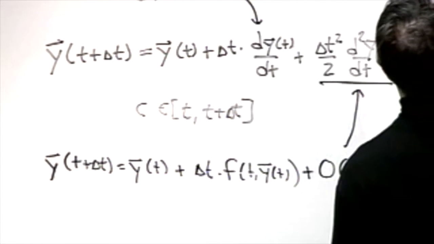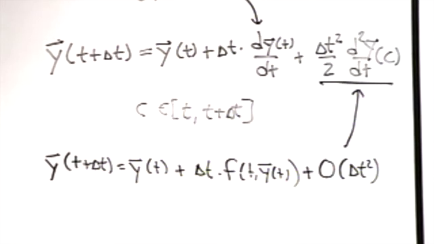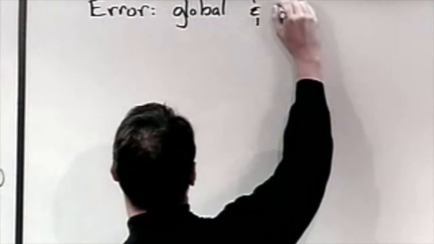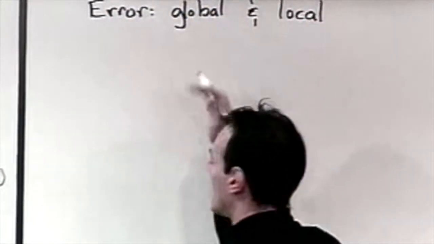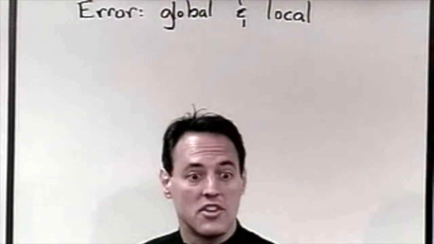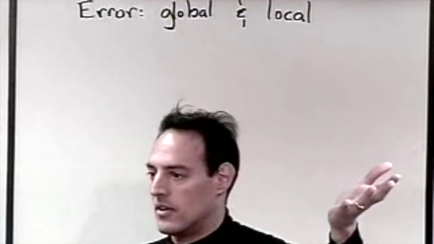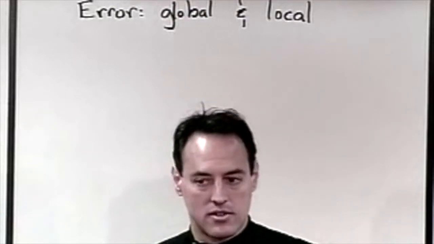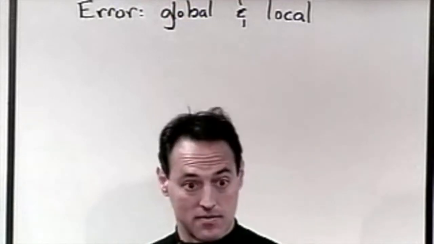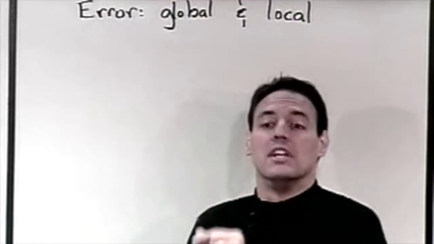All right, so here's how we think about error. There's two things about error that we need to think about. One is global error, and the other is local error. Global error is the error I pick up as I run this for a long time. Suppose I want to run the solution from time 0 to time 100. Over this whole time, what is the error I get at the end? Local error is just how much error I pick up over one small Δt.